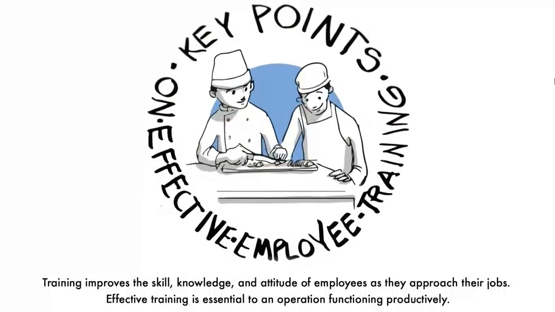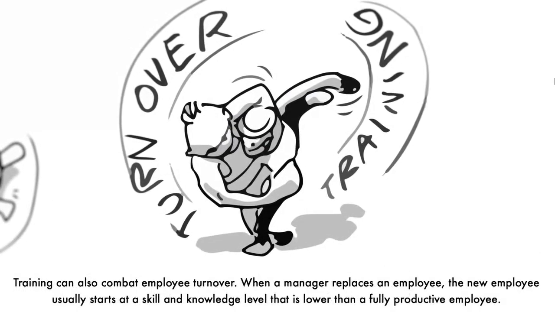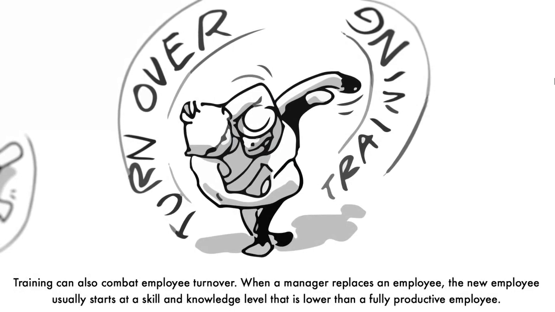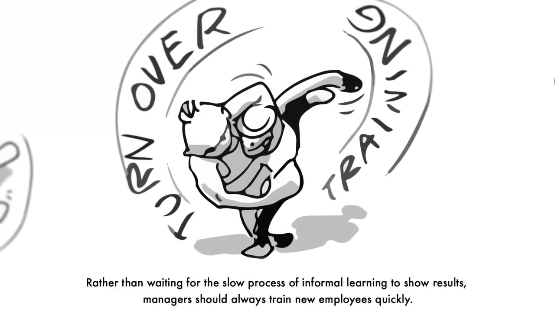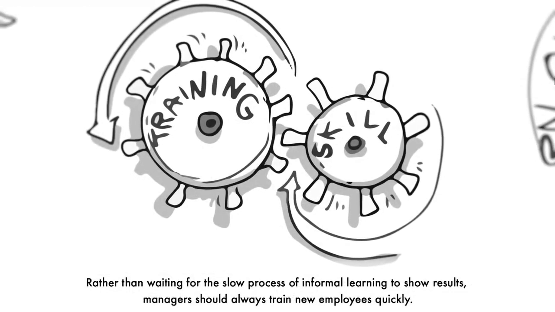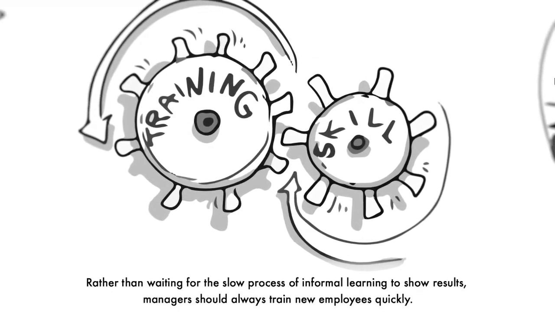Training improves the skill, knowledge, and attitude of employees as they approach their jobs. Effective training is essential to an operation functioning productively. Training can also combat employee turnover. When a manager replaces an employee, the new employee usually starts at a skill and knowledge level that is lower than a fully productive employee. Rather than waiting for the slow process of informal learning to show results, managers should always train new employees quickly.